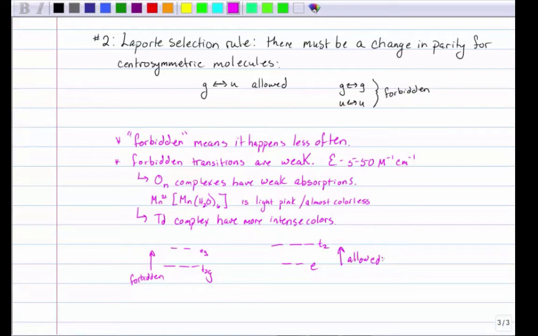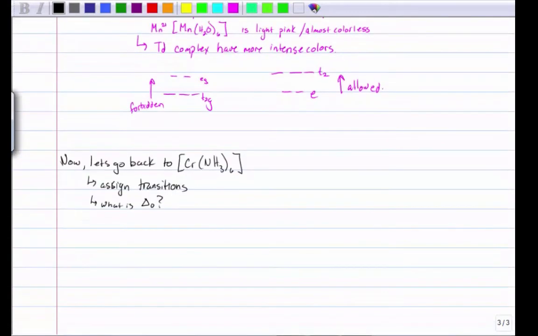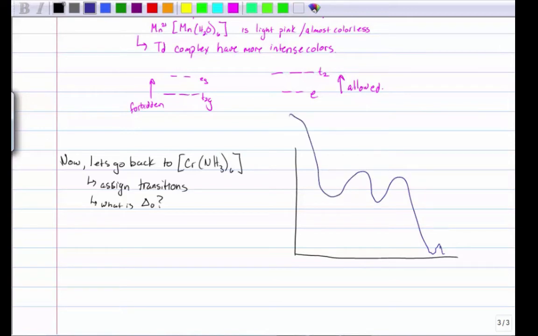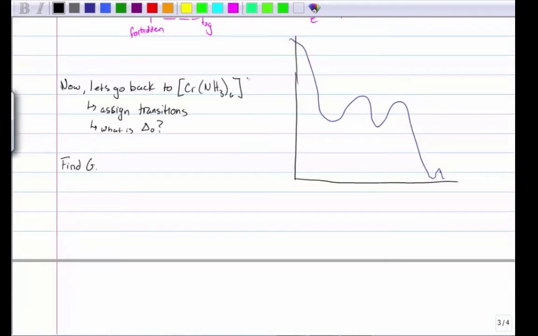Okay, so now I want to go back to the hexaaquachromium case, and I want to assign the transitions and look at what the delta O is. So I'm going to regenerate the spectrum here. We had a really weak transition, and then 2 medium transitions, and then a really huge shoulder. So we said that was 4 different transitions. So this is chromium 3+, so that's a D3 metal ion. If we want to find the ground state term, we just consider the ion without any ligand field around it, so let's find that ground state term.